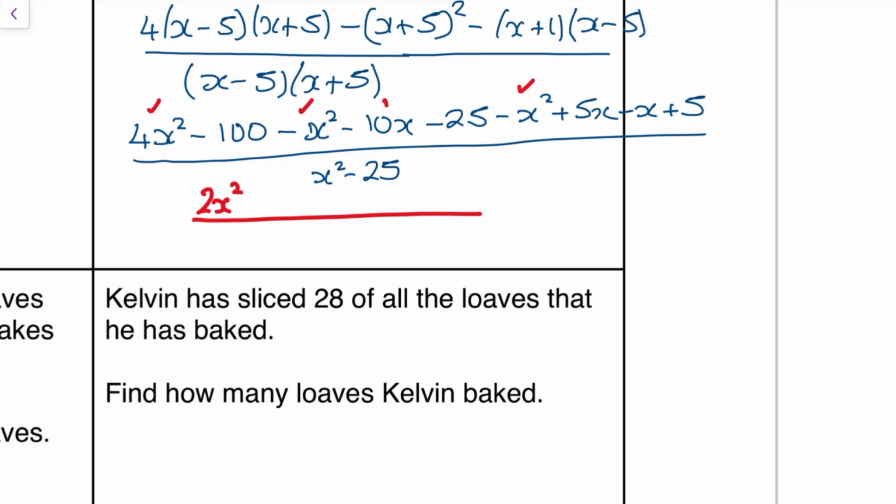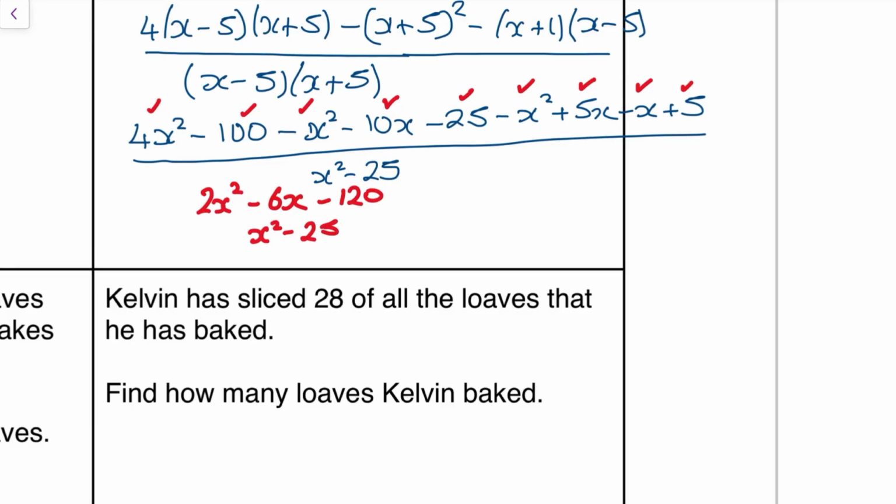Then I've got minus 10x plus 5x minus x. So that's minus 11x plus 5x, which is minus 6x. And then I've got minus 100 minus 25. That's minus 125 plus 5, which is minus 120, all over x squared minus 25.